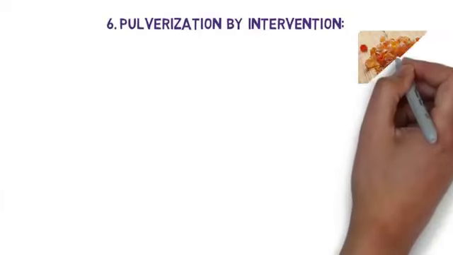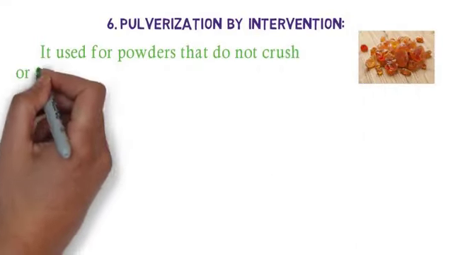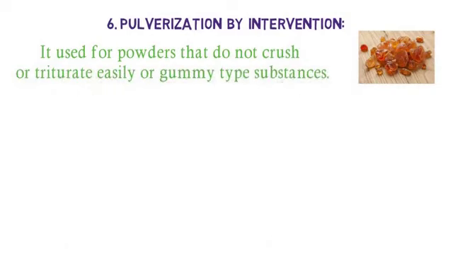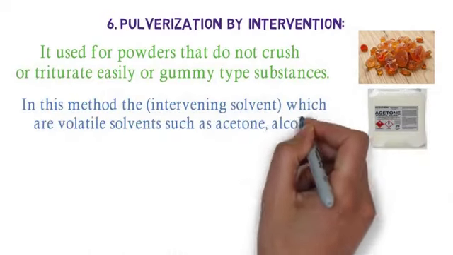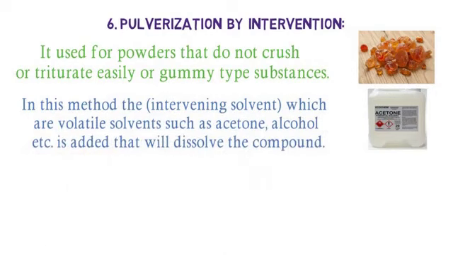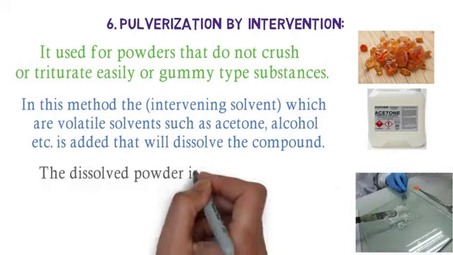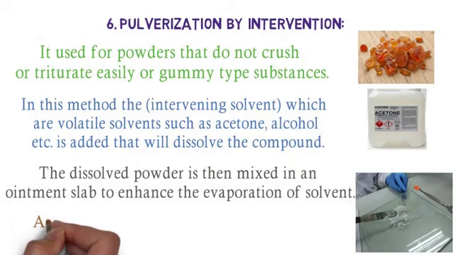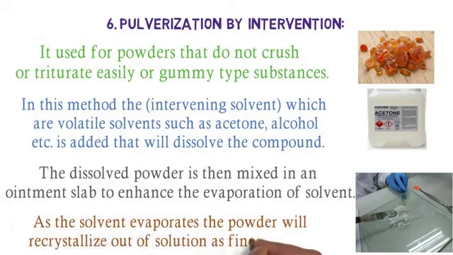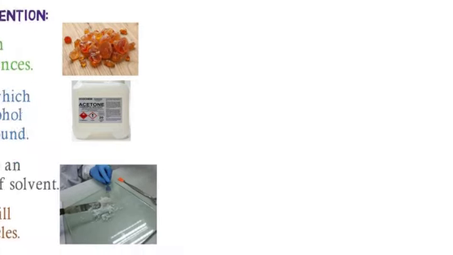6. Pulverization by intervention. This method is used for powders that do not crush or triturate easily, or gummy-type substances. In this method, the intervening solvent, which are volatile solvents, such as acetone, alcohol etc., is added that will dissolve the compound. The dissolved powder is then mixed in an ointment slab to enhance the evaporation of solvent. As the solvent evaporates, the powder will recrystallize out of solution as fine particles.